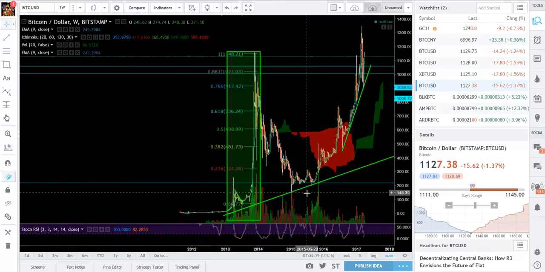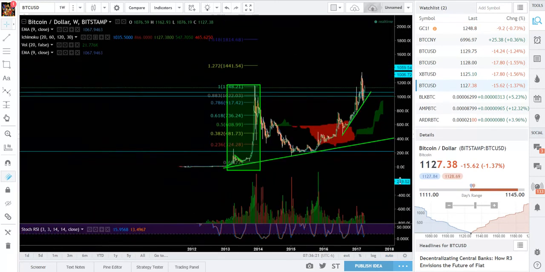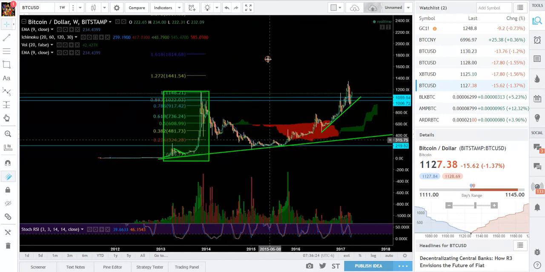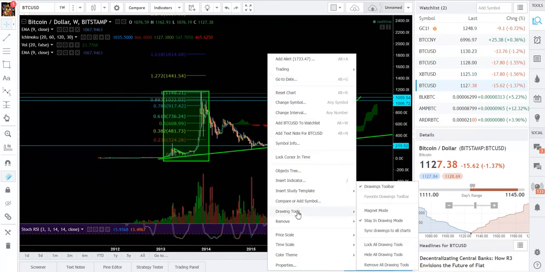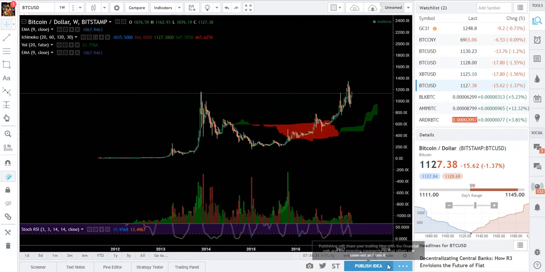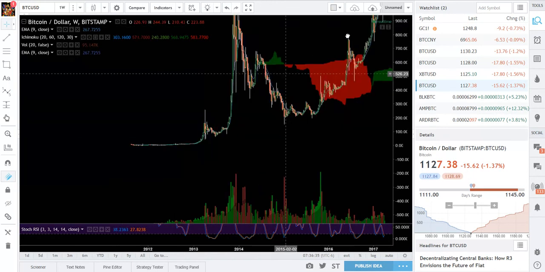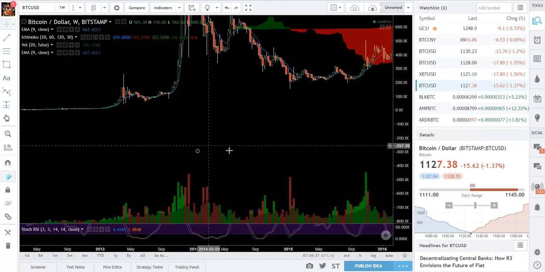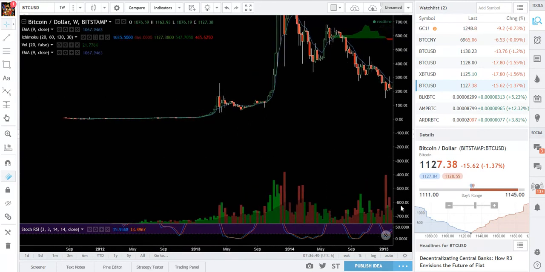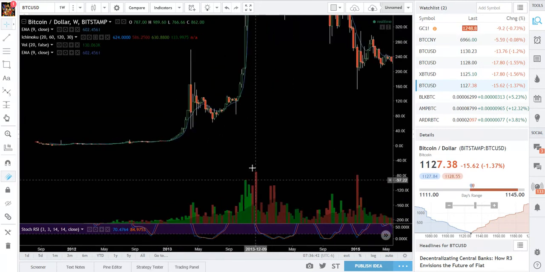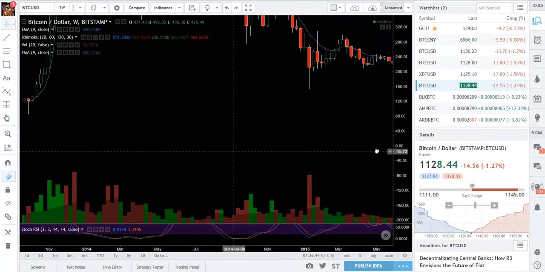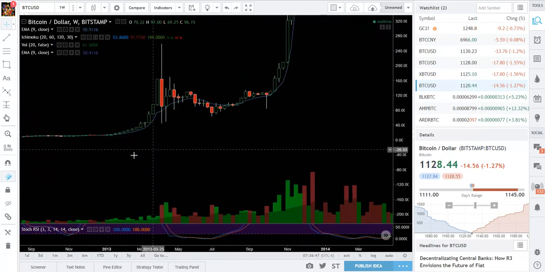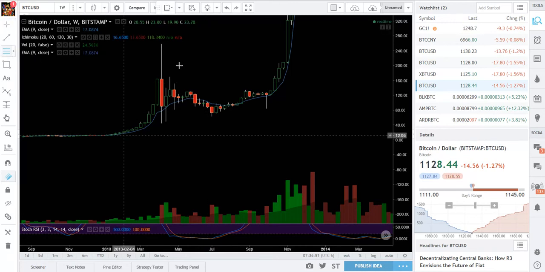Okay, what do we have here? Let's get rid of our drawing tools here. Okay, now what do we have here? Well, we have 3 market bubbles in a row, basically. We got this one here. That was a complete market bubble in itself. It held a 78.6% retracement, basically right here.